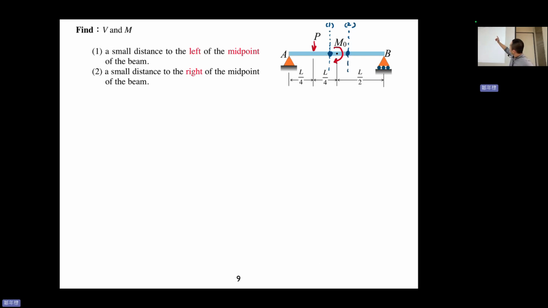Anyone want to let me know what is the reaction force provided in point A? Very nice. Because this is the hinge, so they support two reaction force, right? Okay, thank you.